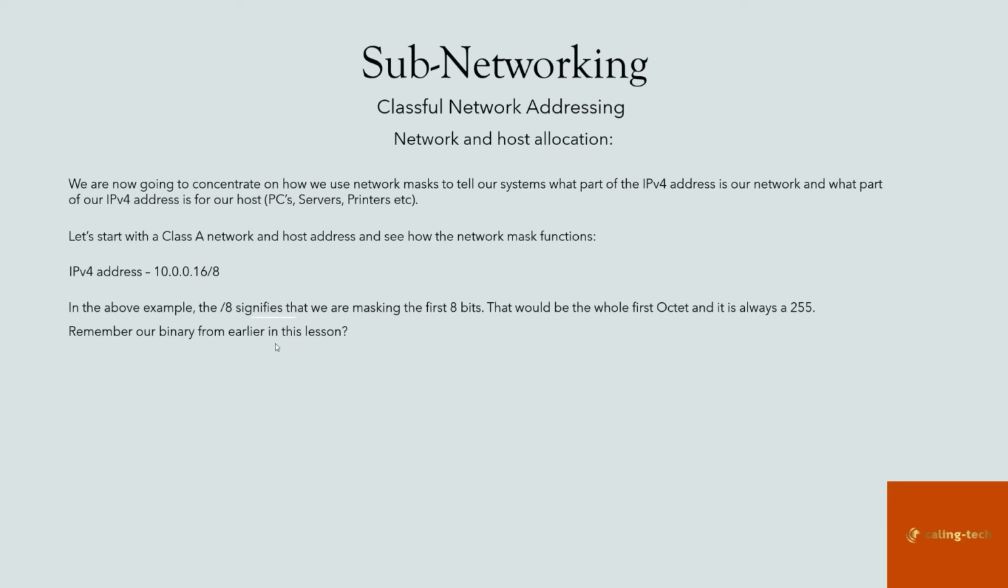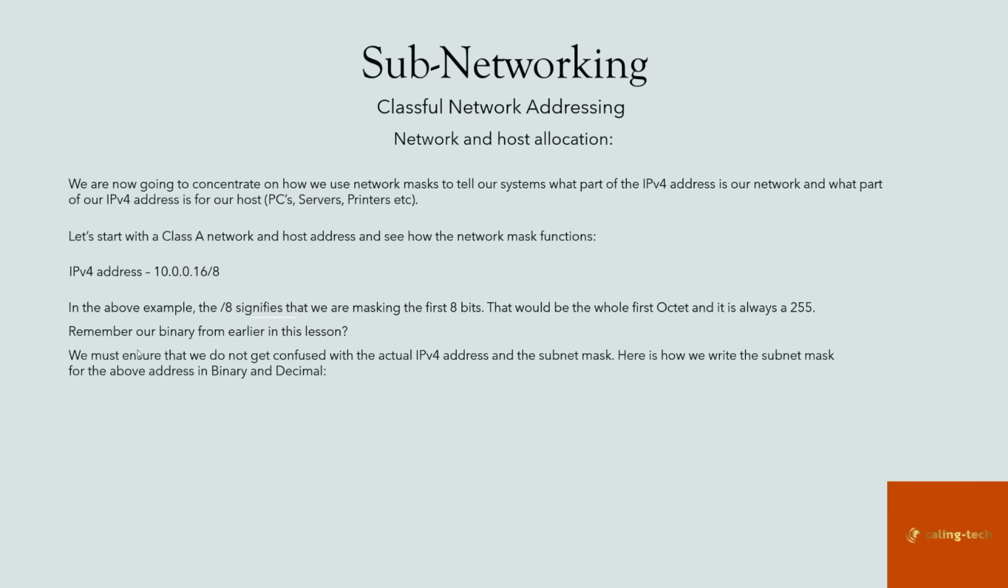What do we mean by 255? Well, do you remember our binary from earlier in this lesson? I hope you do, with the ones and the zeros. We must ensure, though, that we don't at this point get confused with the actual IPv4 address in binary and the subnet mask. They are different, but the same. I'll explain that as we continue. So here's how we would write the subnet mask for the above address in binary and decimal. You remember in our previous lesson, we said that anything with a 1 under it needs to be included and added together, and anything with a 0 doesn't. So if we add all these ones, 1, 2, 4, 8, 16, 32, 64, 128, we get 255.